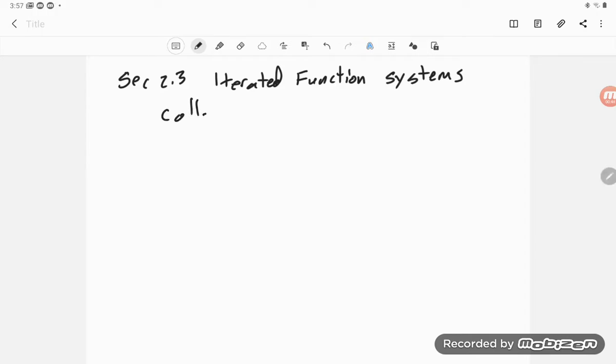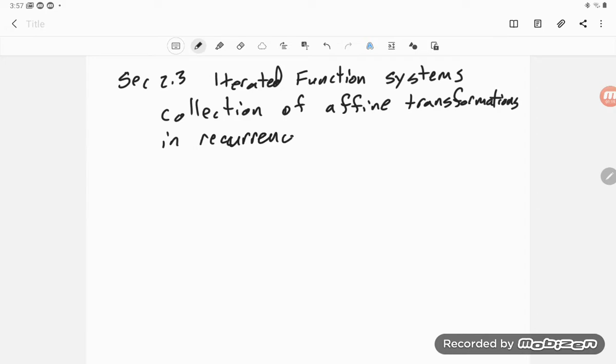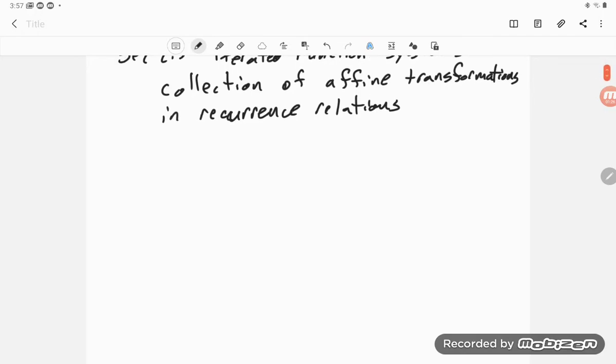So we have a collection of affine transformations, in recurrence relations. Okay, so an example. Now, they do have to be contraction mappings, and we'll look at that in a minute. But here's just an example of something.